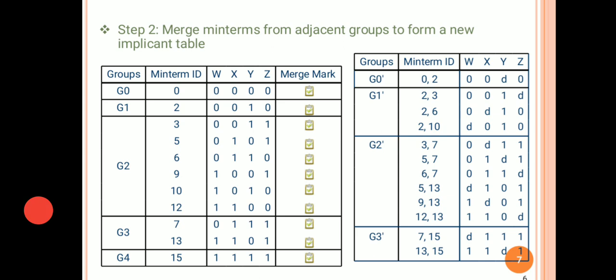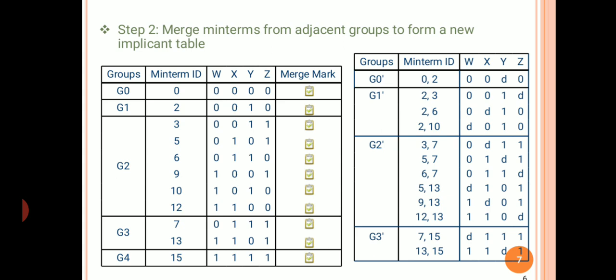Once the second table is over, again you will prepare the next table, in which the entries will be the same. Now what you will check? You have to compare each G0 with G1. That means 0, 2 will be compared with 2, 3 in the second table. And what to check? There should be dash or the D at the same position and there should be change in only one variable.